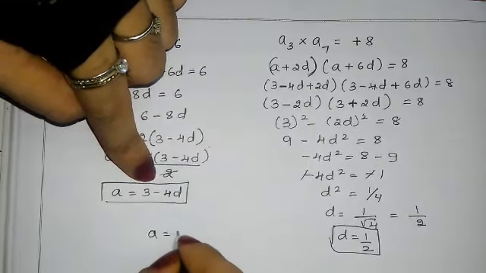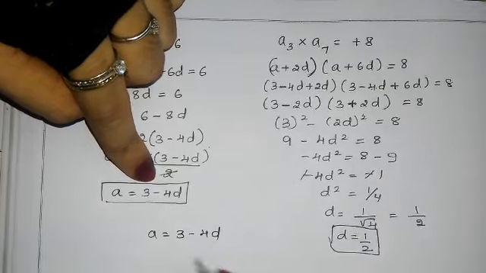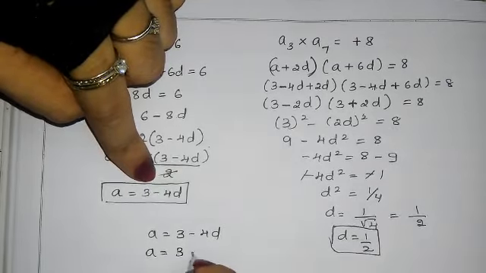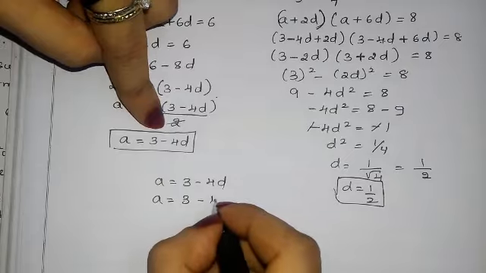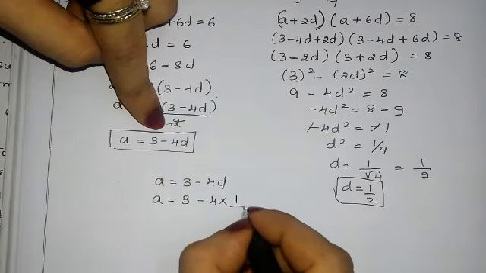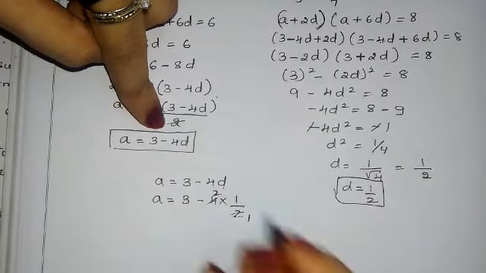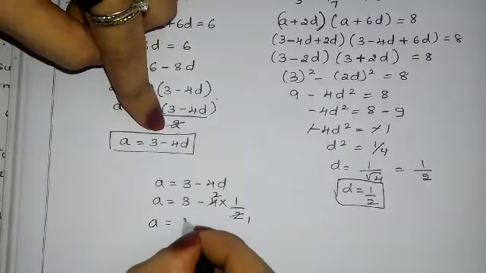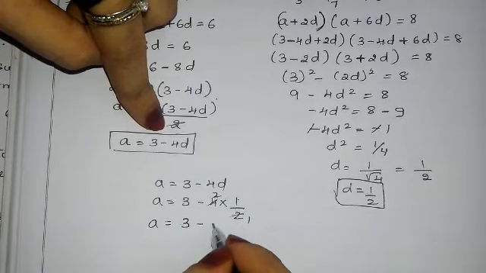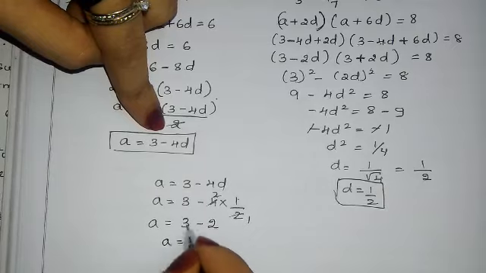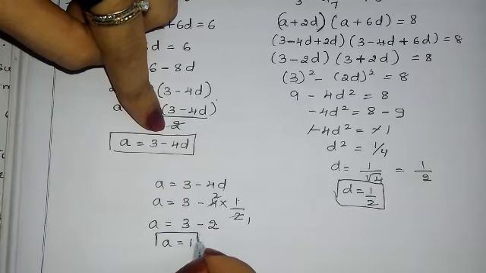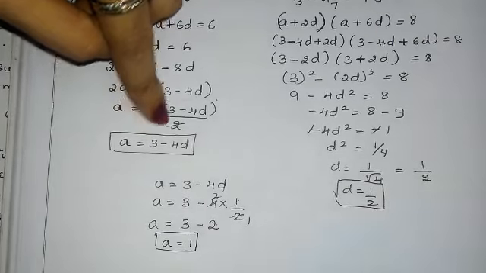So a is equal to 3 minus 4d, we have. So a is equal to 3 minus 4, the d value is 1 by 2. 2 1s are 2, 2 2s are 4. A is equal to 3 minus 2. A is equal to 3 minus 2, which is 1. We got a value is 1 and d is 1 by 2.